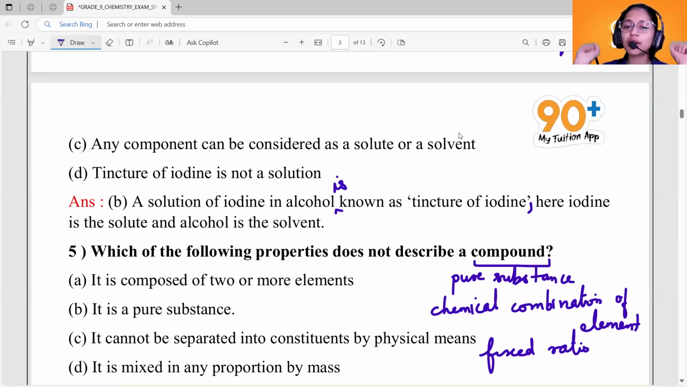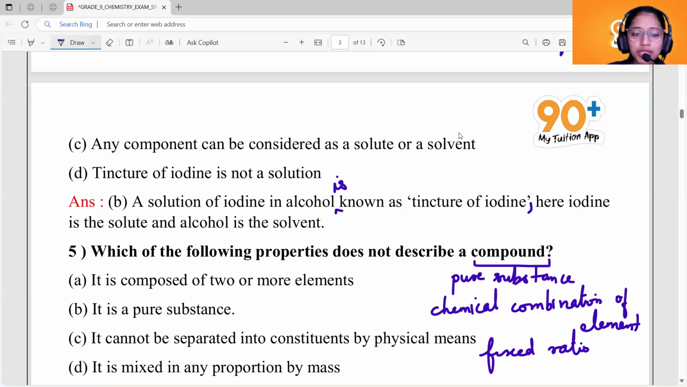So what is our question here? We have to find out the property from the options that does not describe a compound. Option A, it is composed of two or more elements. That is correct, right? It is formed by the chemical combination of elements. So this option is correct. Option B, it is a pure substance. Again, a true statement. Pure substances are divided into elements and compounds. So all compounds are nothing but pure substances.